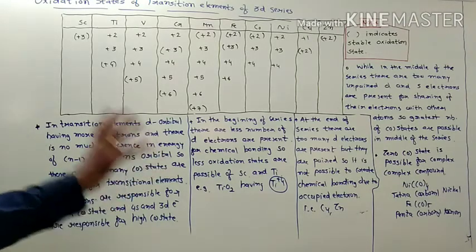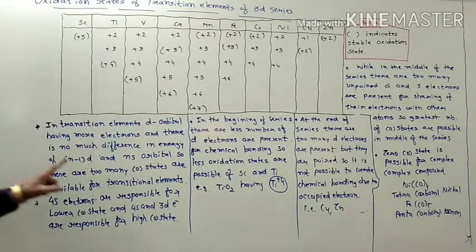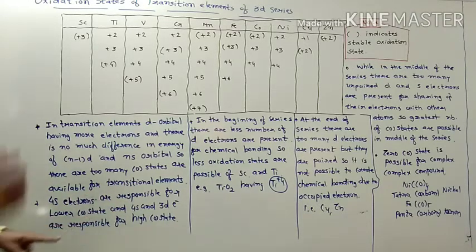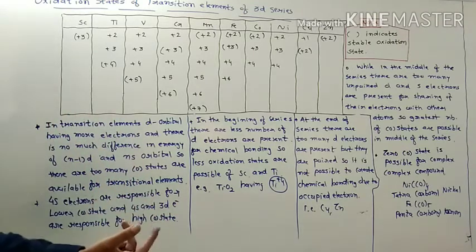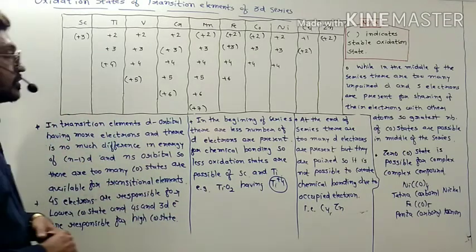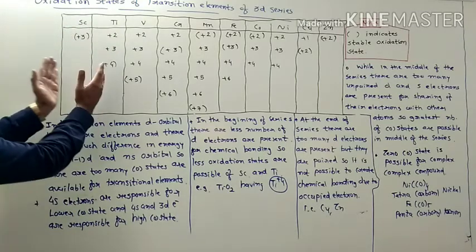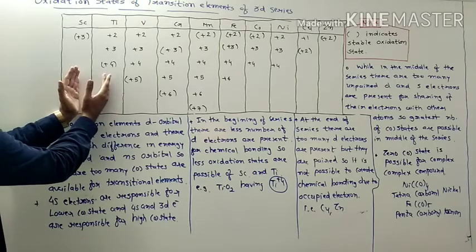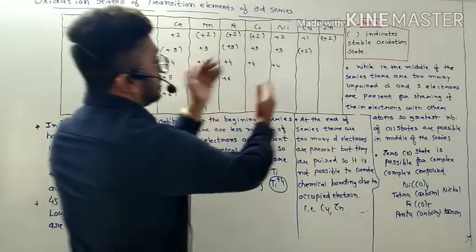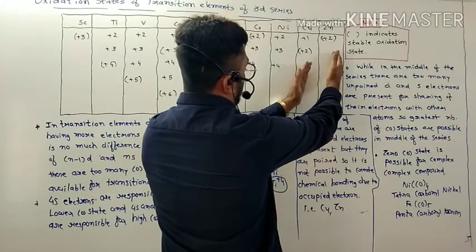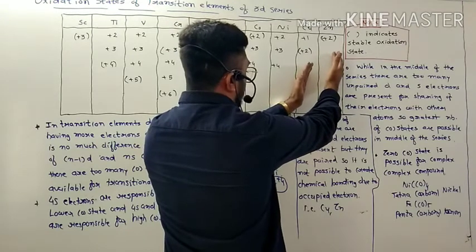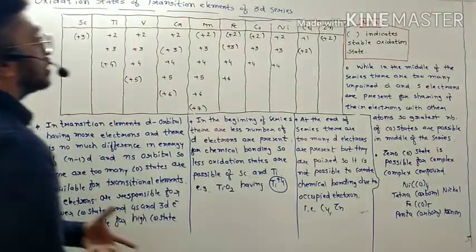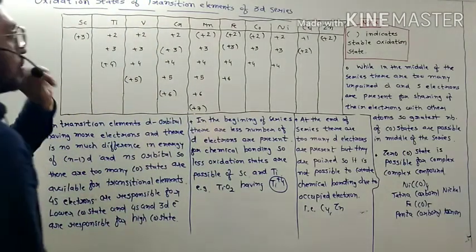4s electrons are responsible for lower oxidation states, while 4s and 3d electrons are responsible for higher oxidation states. In the beginning of the series, fewer d electrons are present for sharing. That's why fewer oxidation states are possible. While at the end of the series, too many d electrons are present, but they are paired, so it is not possible to create chemical bonding. So fewer oxidation states are possible for copper and zinc.